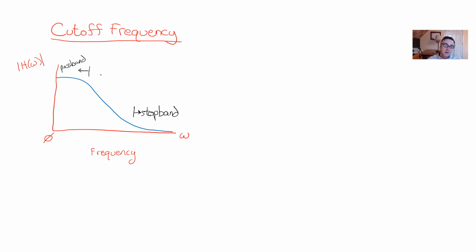Okay, and then somewhere in between there, you have a region that you would call a transition region. Clearly, it's a transition between pass band and stop band. Okay, so conceptually, those are regions of the frequency space that we might use to describe a filter or a system that we're designing.